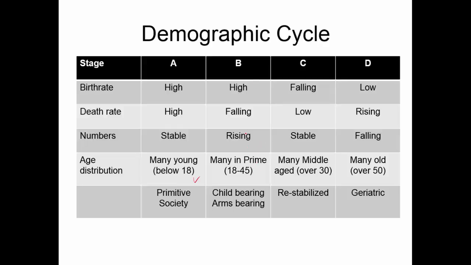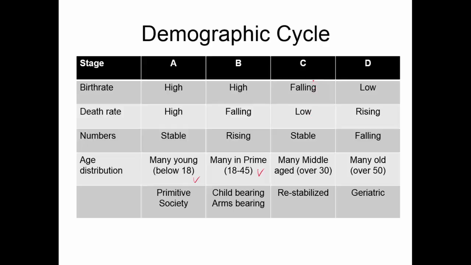Birth rate is high, death rate is falling, the population is rising, and most of your population is between the working ages of 18 and 45, which is the prime adult years. This is the completed industrial cycle.